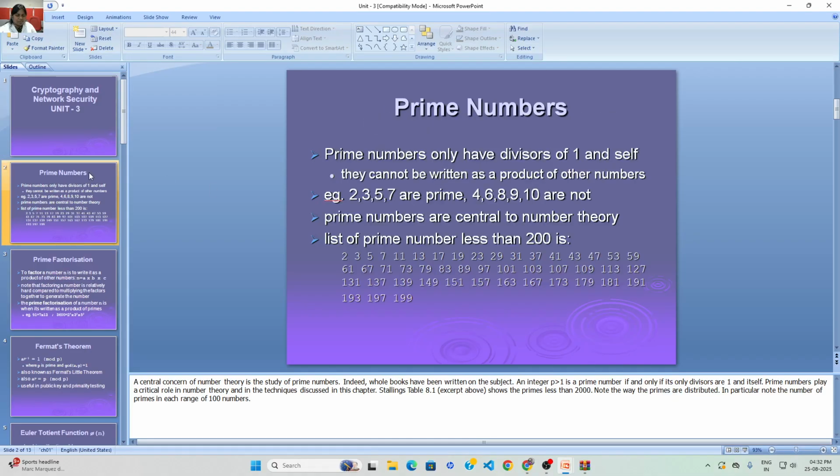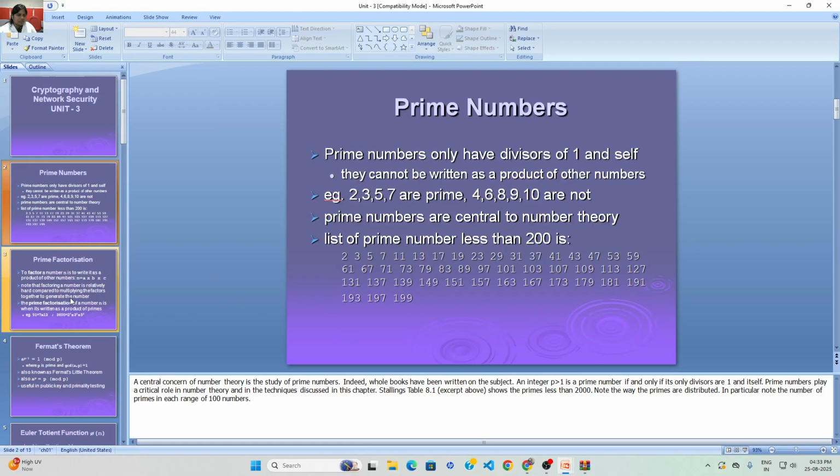The first topic is prime numbers. What is a prime number? A prime number is divisible only by 1 and itself, which means its only divisors are 1 and itself, and it cannot be written as a product of other numbers. For example, 2, 3, 5, 7 are prime numbers, and 4, 6, 8, 9 are not. It belongs to number theory. I am listing the prime numbers less than 200 here.